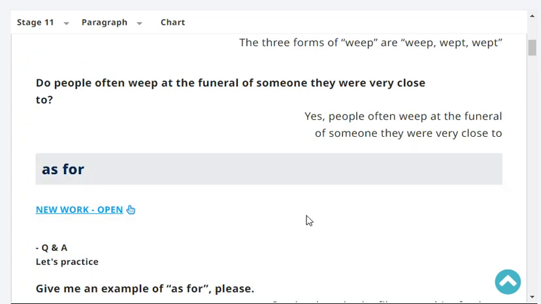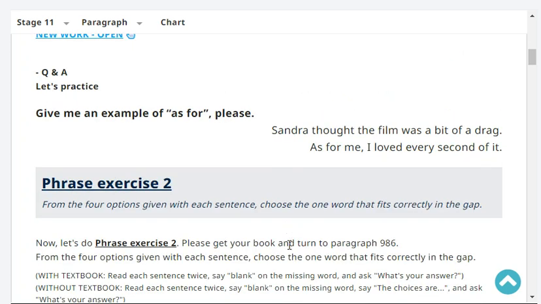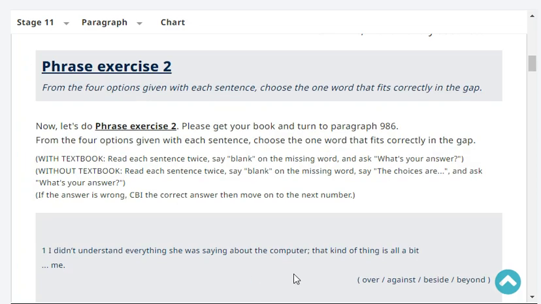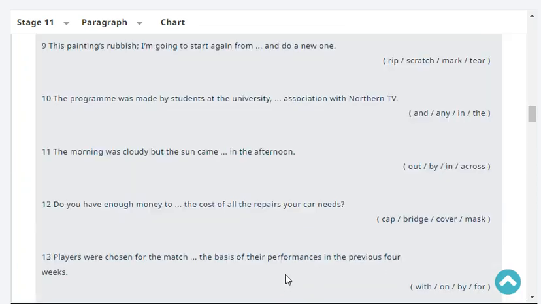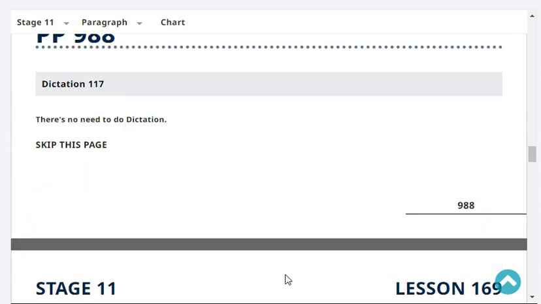Very good. Okay, give me an example of "as for". Sandra thought the film was a bit of a drag. As for me, I loved every second of it. Very good. Okay, next.